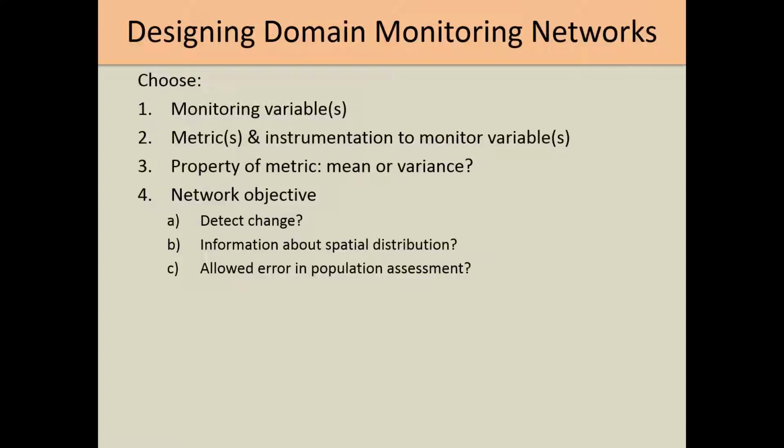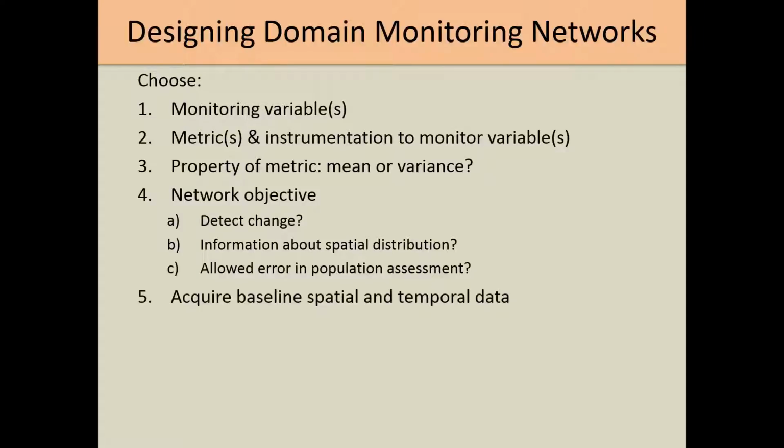By putting these pieces together, it enables you, before you go out the door, to start to think about how you would design a network of instrument packages to look at a domain or a site. So you need to choose your monitoring variable or variables. You need to choose your metrics and instrumentation to monitor those variables. Are you interested in the mean or variance as a property? And then what's your objective? Are you trying to detect change? Are you trying to get information about the spatial distribution? Or are you trying to estimate some sort of an error or precision within a population estimate?